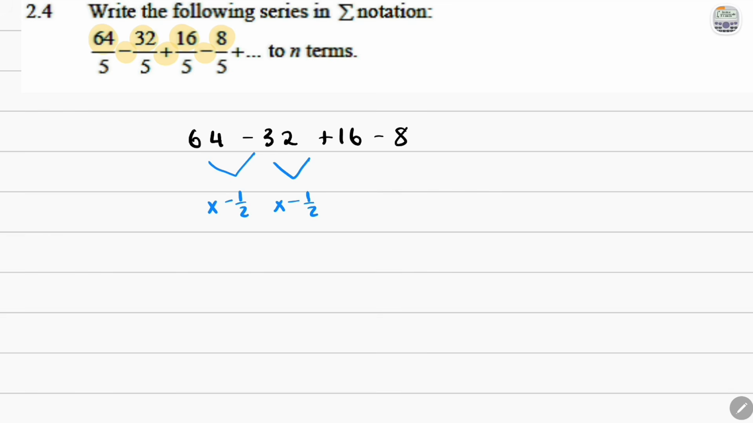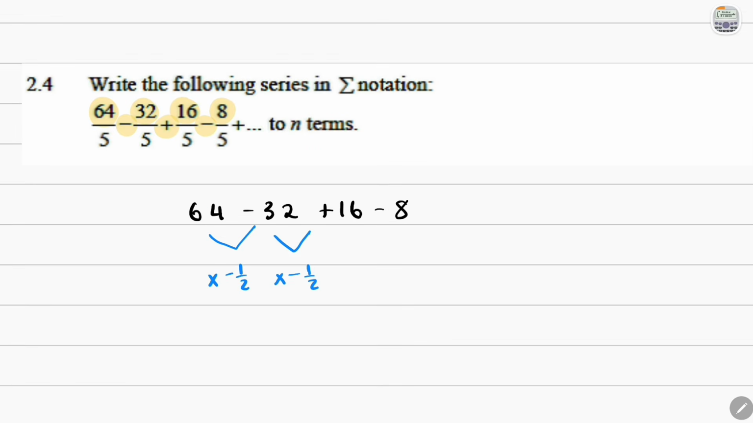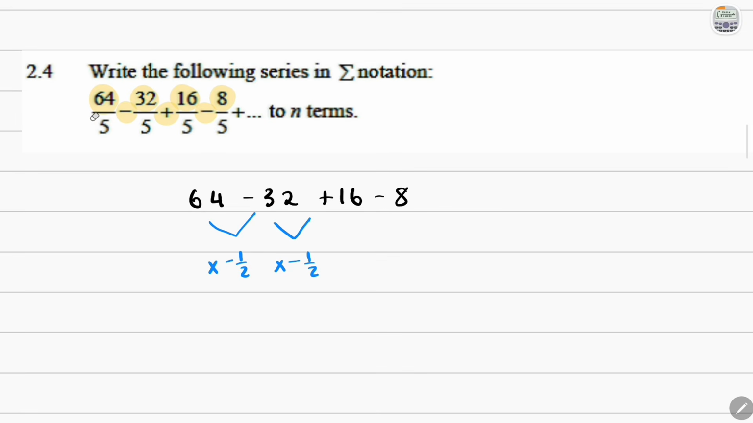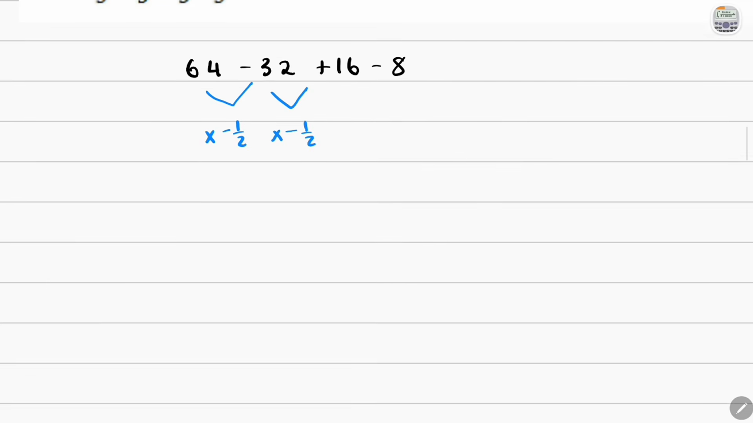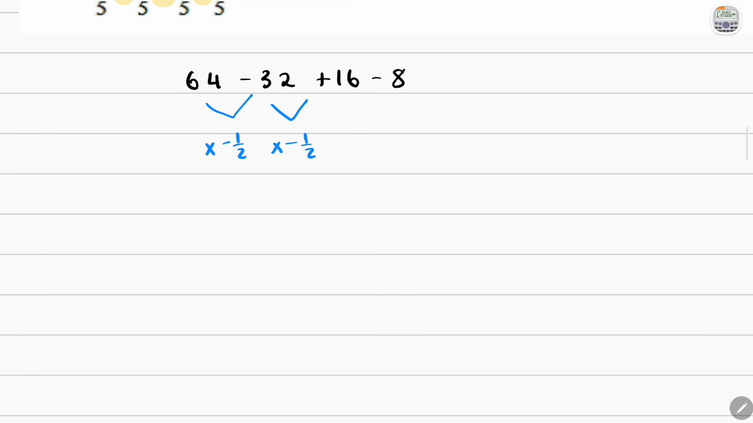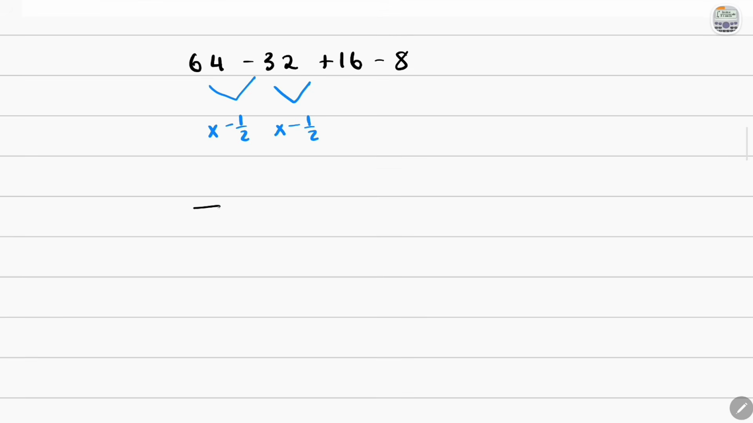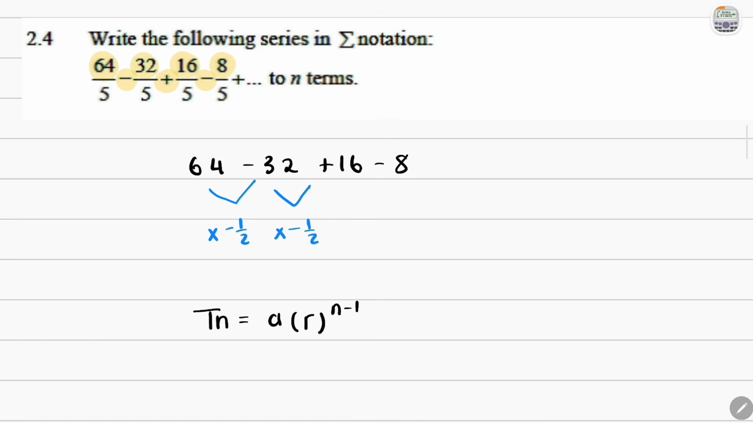This is clearly a geometric series. And we have to write this series. Okay, we should also remember that divided by 5, but we need to write this in sigma notation. And they say to n terms. Okay, so here's what we have. In order to put it in sigma notation, we need to find the general term of the series. So it is geometric, so we can use Tn is equal to a multiplied by r raised to the power of n minus 1.